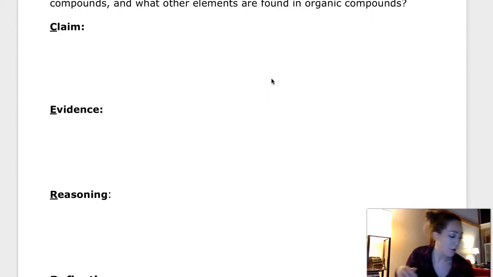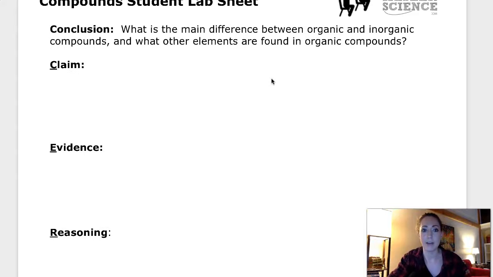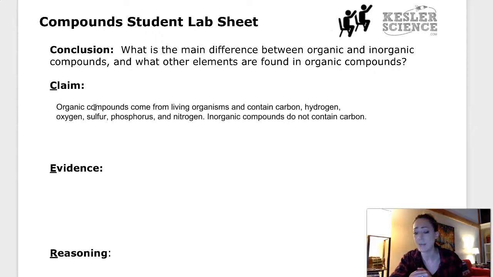And then you have a check for understanding. And then you've got our claim, evidence, and reasoning. So remember, this whole thing is, how do we tell the difference between organic and inorganic compounds? What elements are found in organic compounds? Okay, so if we go back to our first page, we know our claim is that organic compounds come from living organisms and they contain carbon, hydrogen, oxygen, sulfur, phosphorus, and nitrogen. Inorganic compounds never have carbon in them.